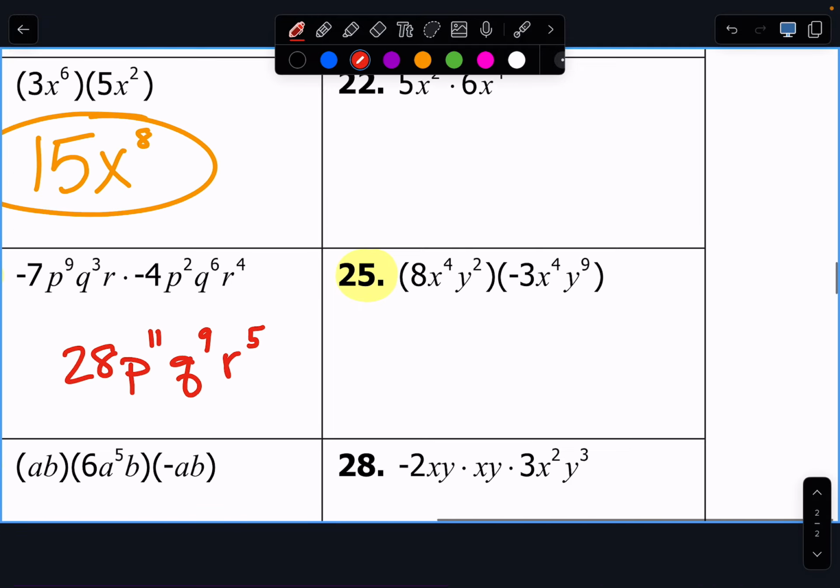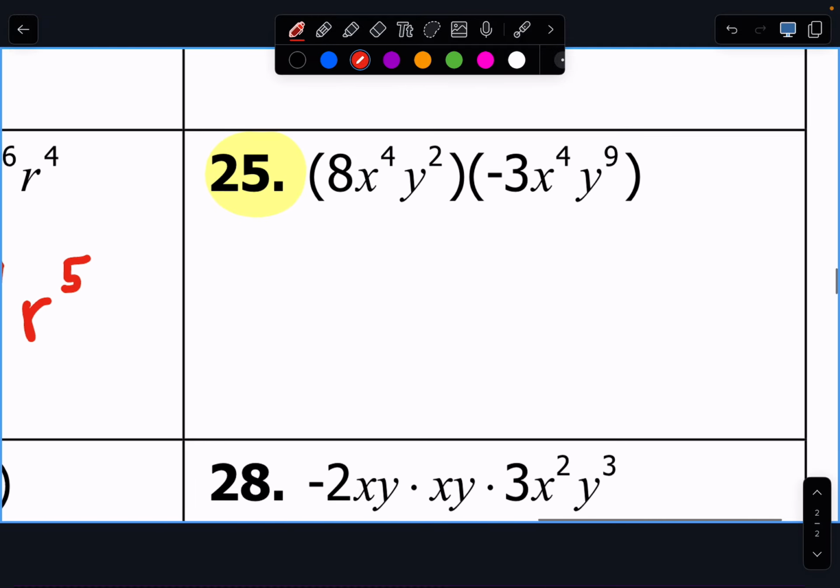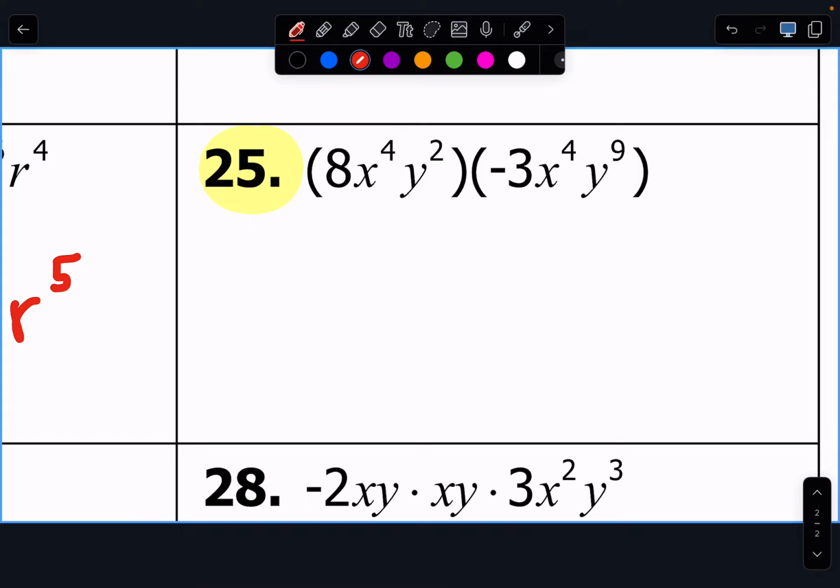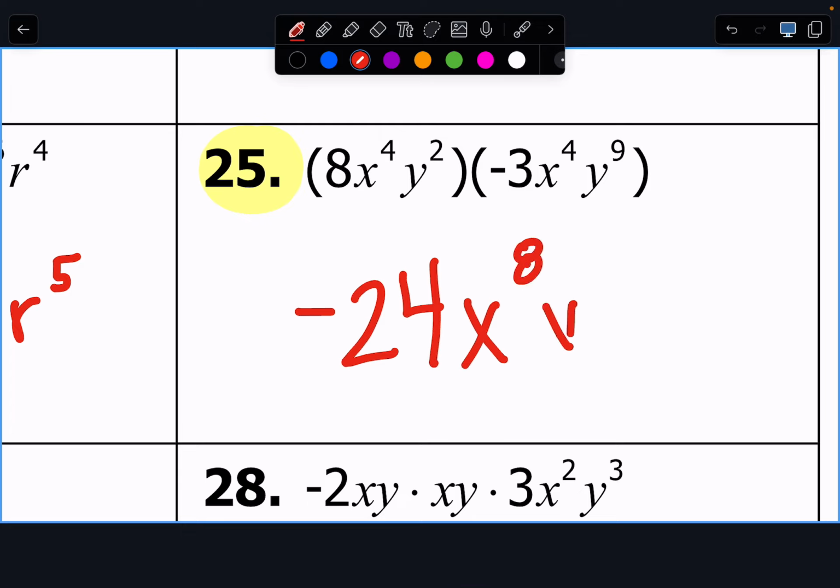Okay. All right, number 25. Let's see. Camden, what you got? I got -24x to the 8th power y to the 11th. Yeah, that sounds pretty good. Do you agree with Camden? Anybody disagree? Don't disagree because he's right.